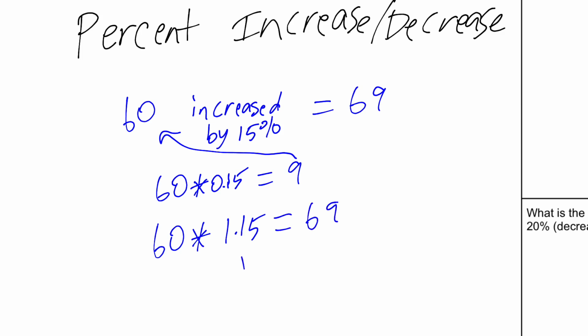So how do we figure out this number right here? It's 100 plus 15 divided by 100, and we convert it to a decimal.